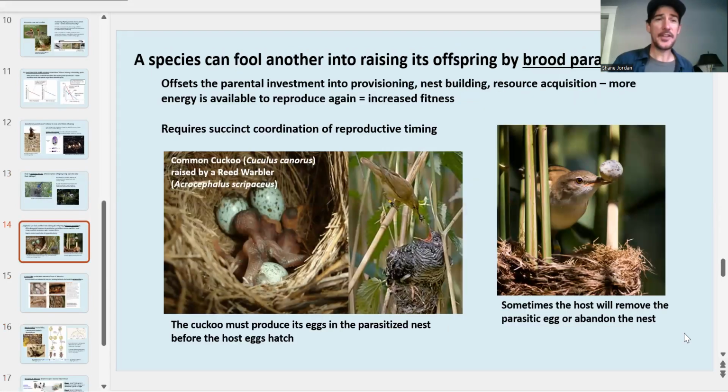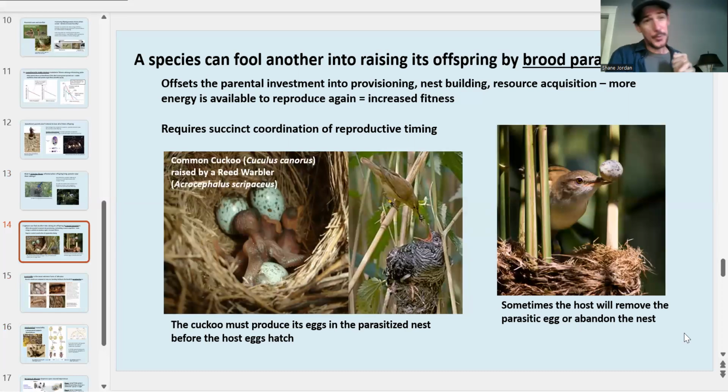Sometimes a stranger thing happens and one species can fool another species into raising its offspring for it. And we call this brood parasitism. This is a situation where, let's just say two different species, as we're going to see in this example, a species can trick the parents of another species into raising their offspring.